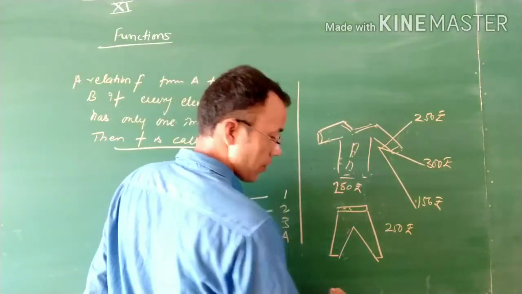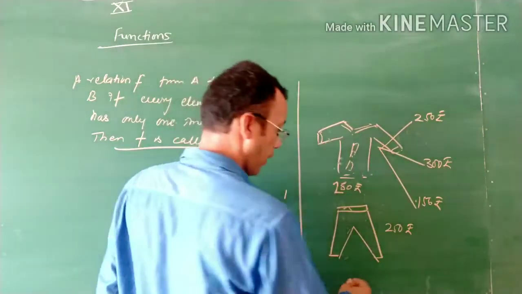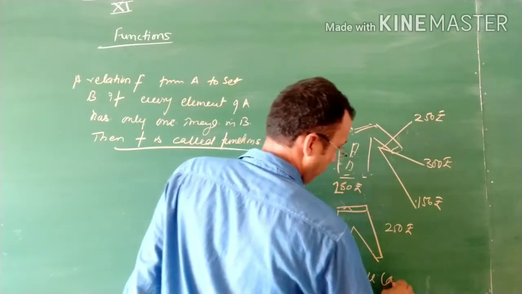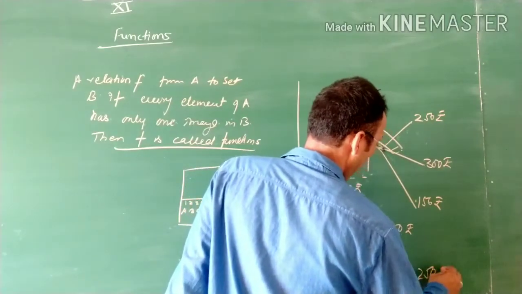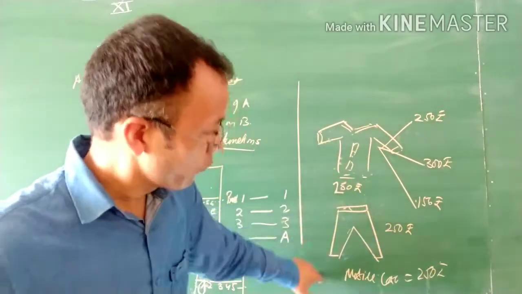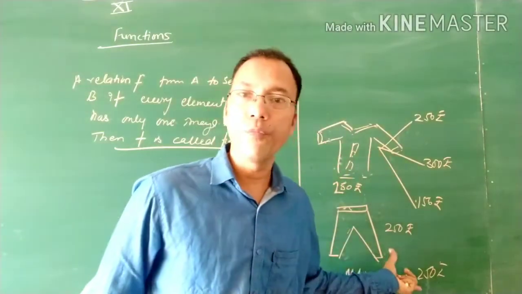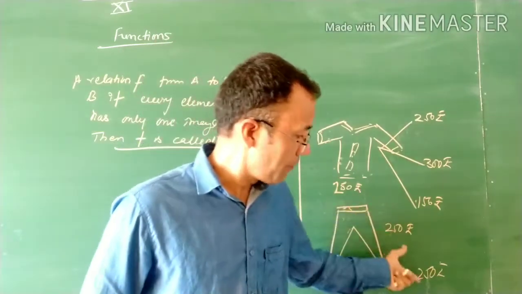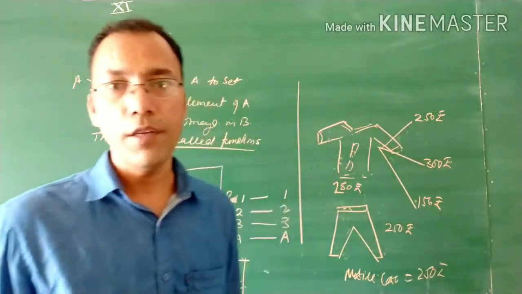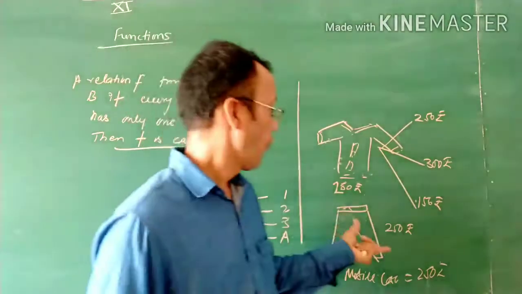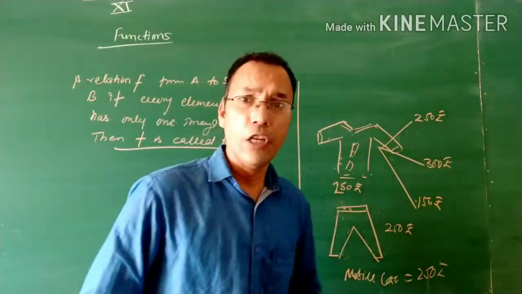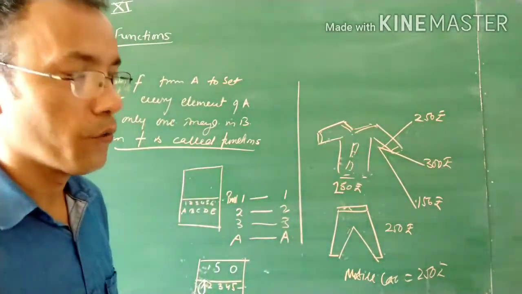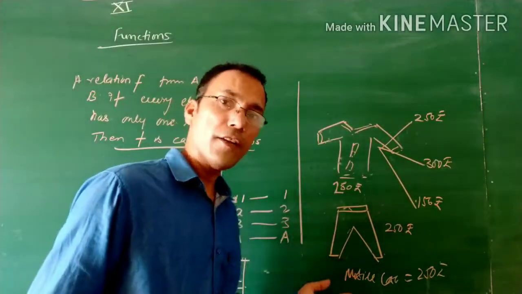And you can purchase another thing, a mobile case. This is a very different item. This mobile case is 200 rupees. So these are three objects whose price may be the same, 250. That is, more than one object has the same image and the same value, right? A lot of objects can have the same value. So that is also a function.